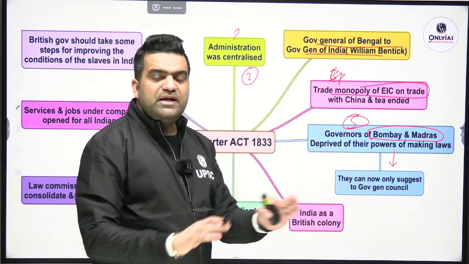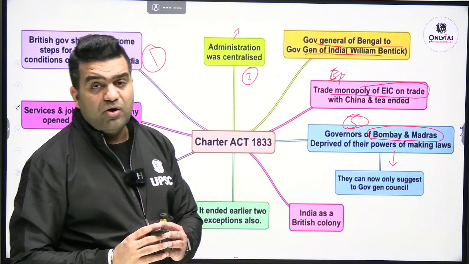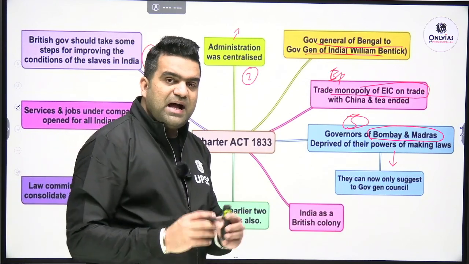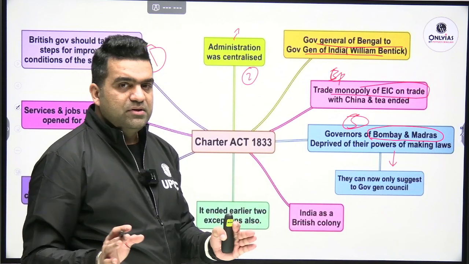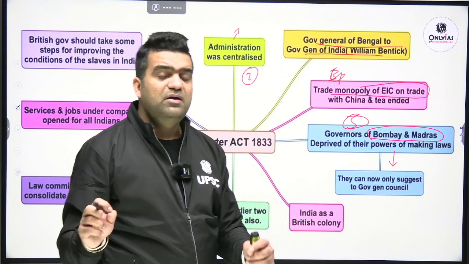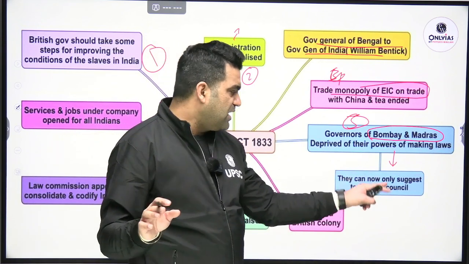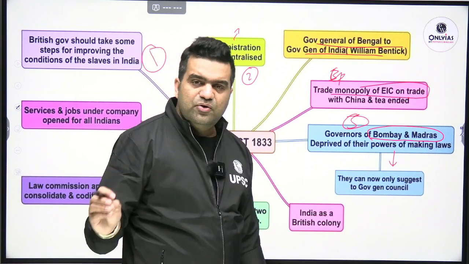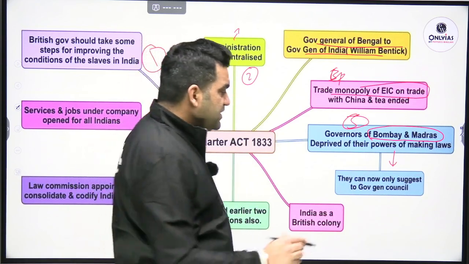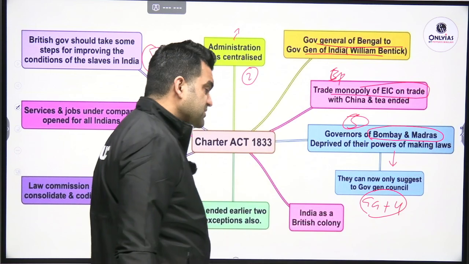It abolished the law making powers, the regulation making powers of the Governors of Bengal, Bombay and Madras, and gave all the authority to the combined Governor General. That is, the Governor General of Bengal was designated as Governor General of India. So all the powers would now rest in the Governor General's Council. Can the Governor alone make laws? No. Governor General plus 4 members in the Governor General's Council.